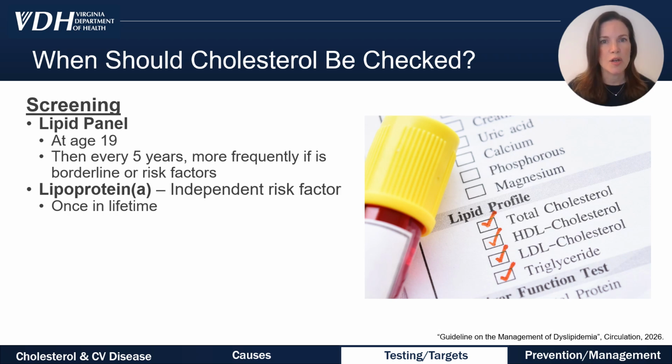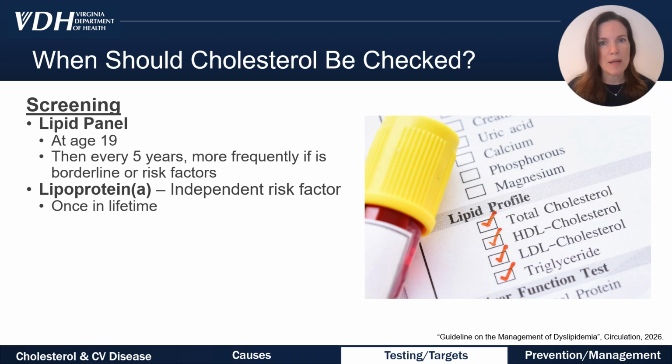In addition to the universal screening for children that we already discussed, it's recommended that adults be screened regularly for high cholesterol. Usually this is done with a blood test that is called a lipid panel or a lipid profile that includes a total cholesterol, LDL cholesterol, HDL cholesterol, and triglycerides. It's recommended that everyone get this at age 19, and then it be checked again about every 5 years or more frequently in people who have borderline high levels or who have other cardiovascular risk factors.